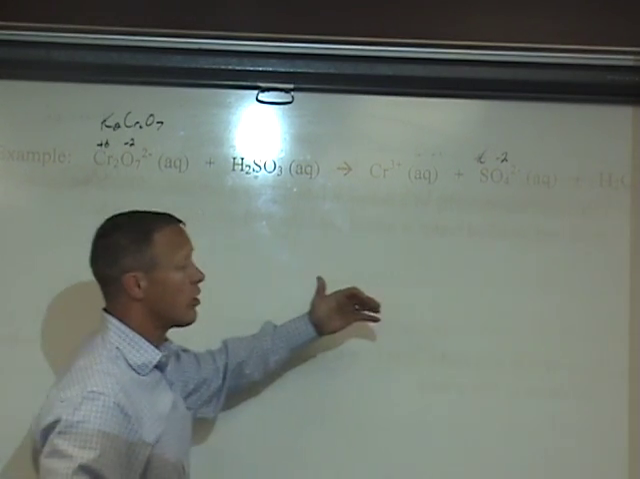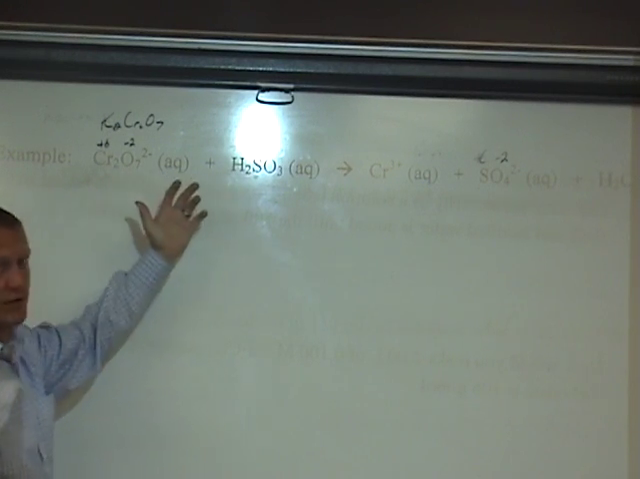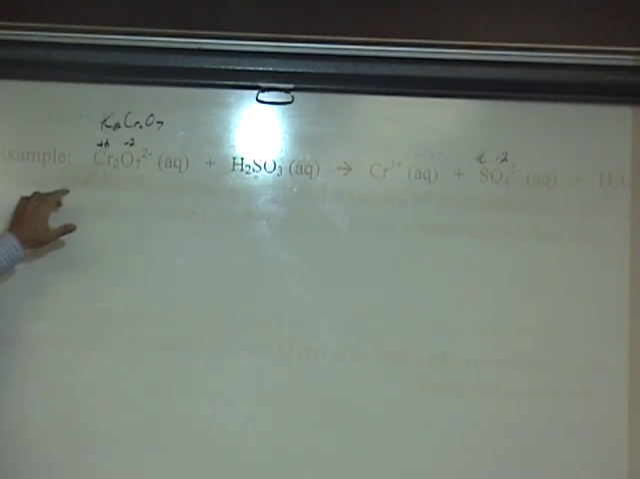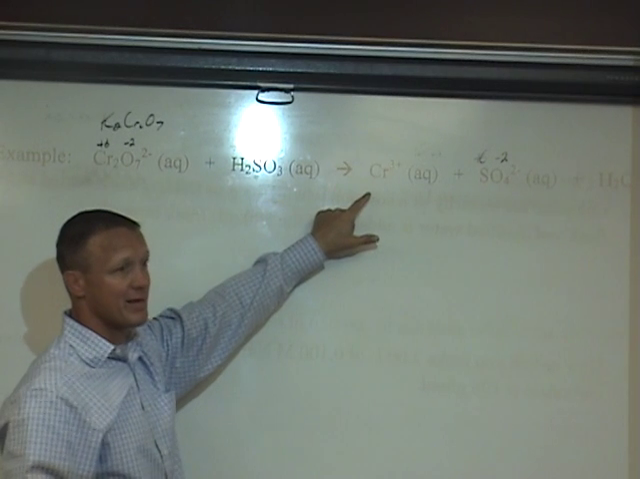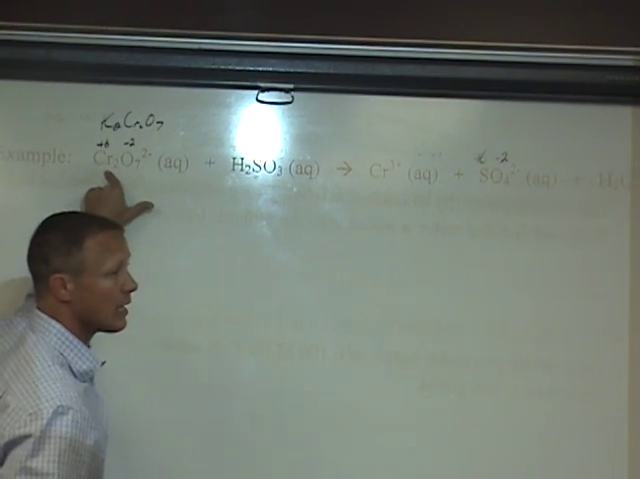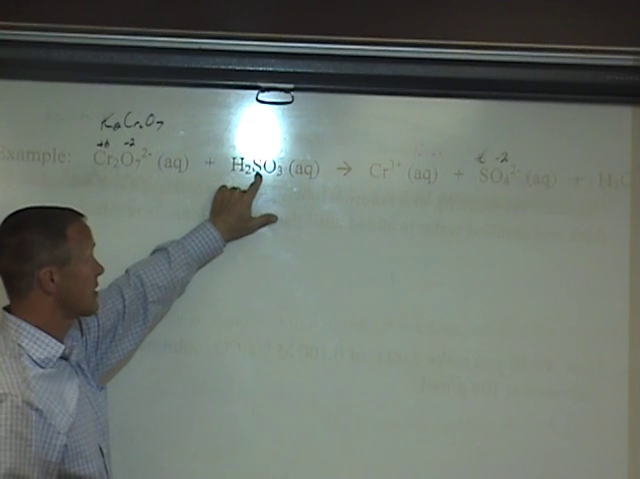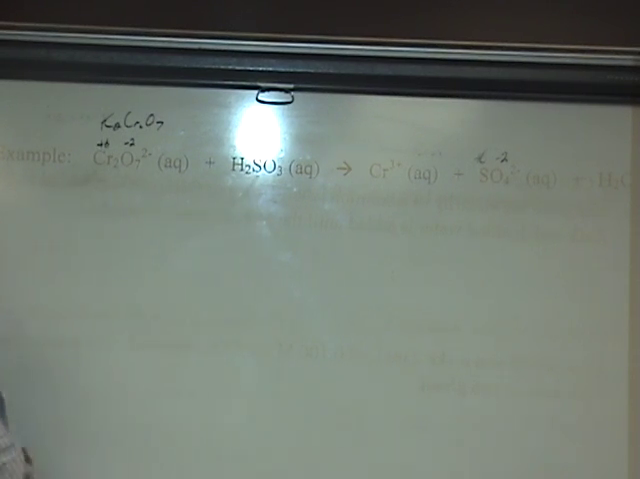So the elements that did not change charge: hydrogen stays +1 to +1. Oxygen's a -2 everywhere in here. Chromium goes +6 to +3, so that means it is gaining some electrons, being reduced. What's it being reduced by? What element is reducing chromium? Sulfur. So sulfur is being oxidized, it's losing electrons to chromium.